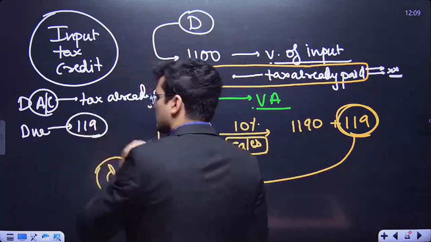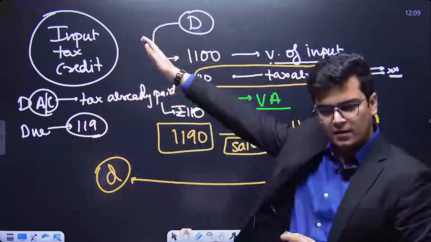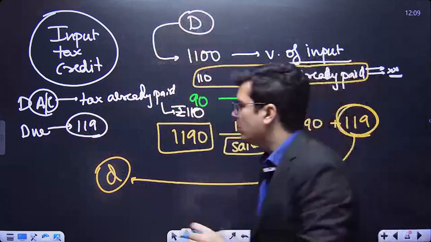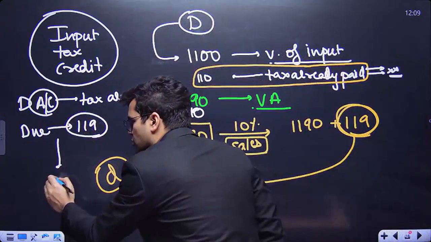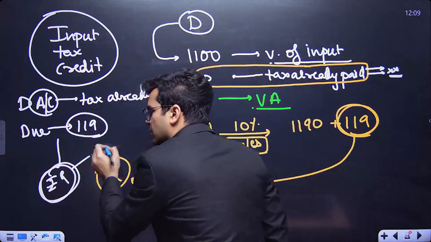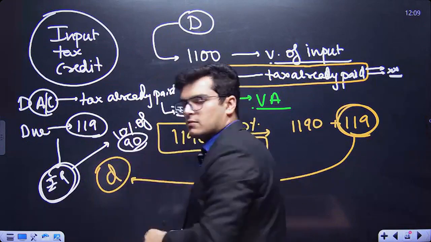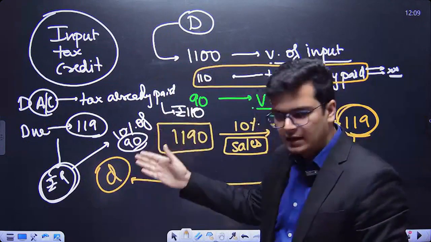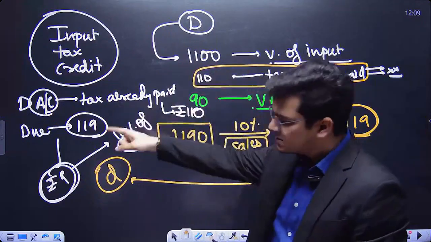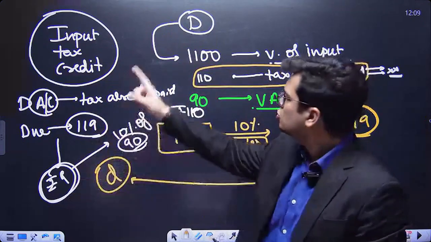119 collected, 110 already paid. What do you have to deposit now? Only 9. Deposit only 9. Where did 9 come from? 9 is 10% of 90. So now the distributor is depositing tax only on his value added.